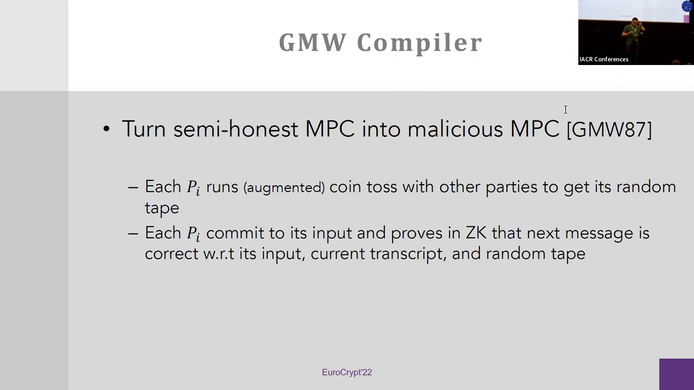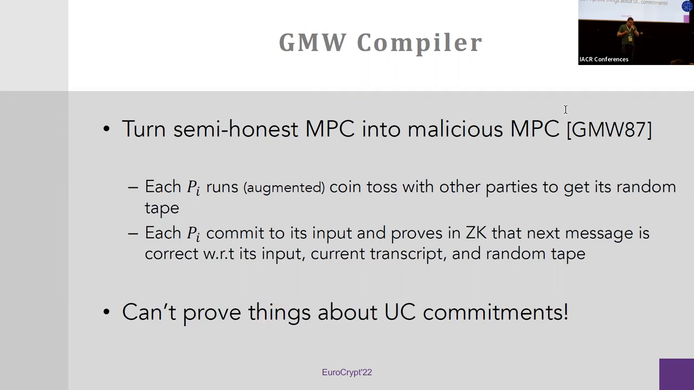So now, how do we build a malicious MPC with all this, just combining the pieces? We sanitize the GMW, which is Goldreich, Micali, and Wigderson 87. This is how to turn semi-honest MPC into a maliciously secure MPC. The main idea is that all the parties run this augmented coin toss to get a random string, which each party will use as their random tape. The others will have commitments to this, and then the parties will commit to their inputs. And every message that they produce in the protocol, they will prove in zero knowledge was computed correctly with respect to the input, transcript, and random tape of the party.